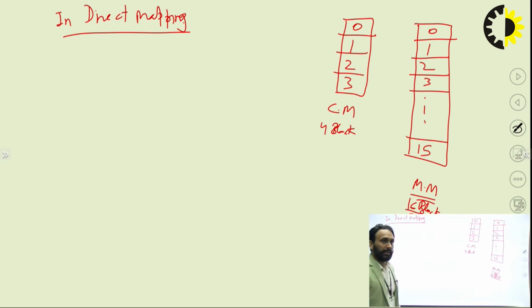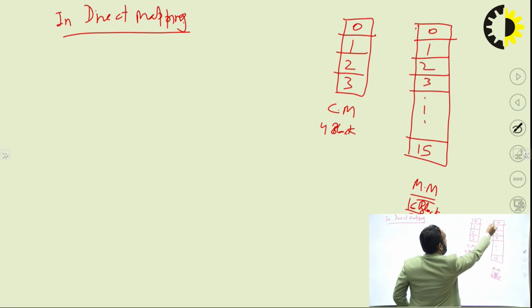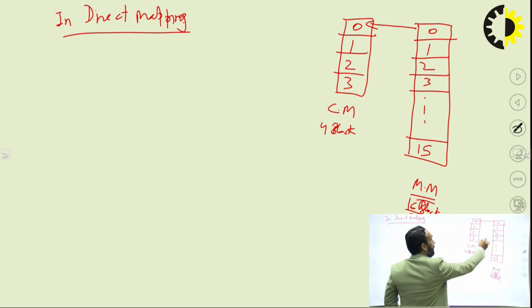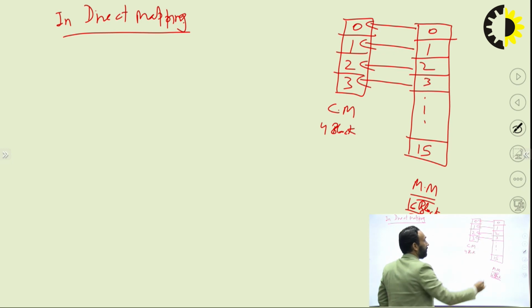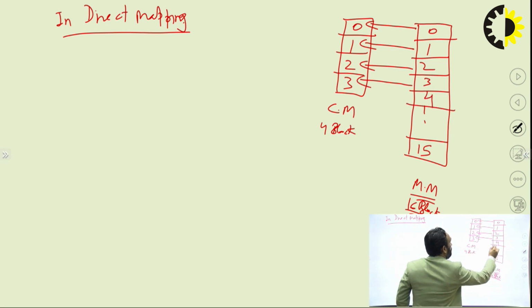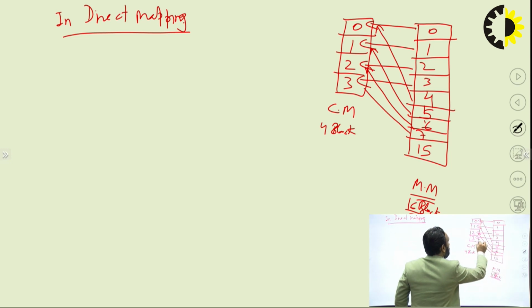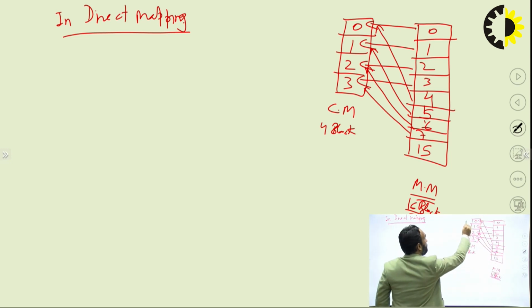So how is mapping executed in the direct mapping method? In direct mapping, the location of a block of main memory is fixed in a cache memory. The way it is fixed is like this. Block 0 will take the position in block 0, 1 will take the position in block 1, 2 in block 2, 3 in block 3. After that, 4 will take the position in block 0. Likewise, 5 in block 1 and 6 in block 2, 7 likewise.